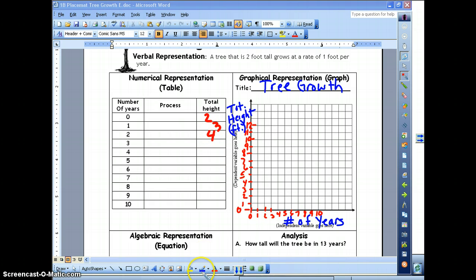Okay. When at 0 years, our height was 2 feet. You ought to have a dot right there. After 1 year, it's 3 feet tall. Your next dot goes there. After 2 years, it's 4 feet tall. Your next dot goes there. Graph your ordered pairs, and I'll wait on you. I'll pause the video.